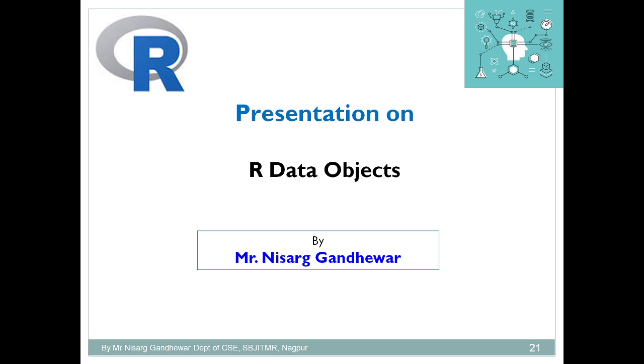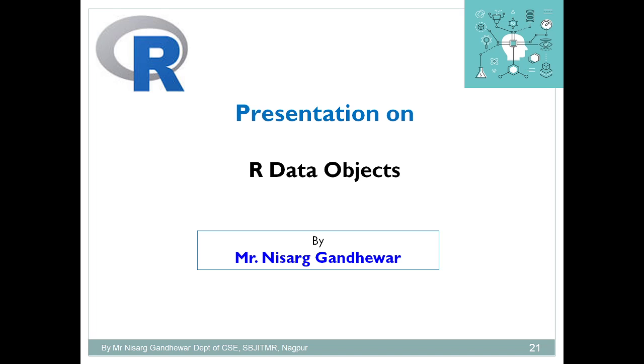So, our topic today is data objects in R. In the previous lecture, we discussed the basics of R. It included what R is, the applications of R, the features of R, the different operators available in R, the data types available in R, and variable declaration. So, these many topics we have discussed in R.